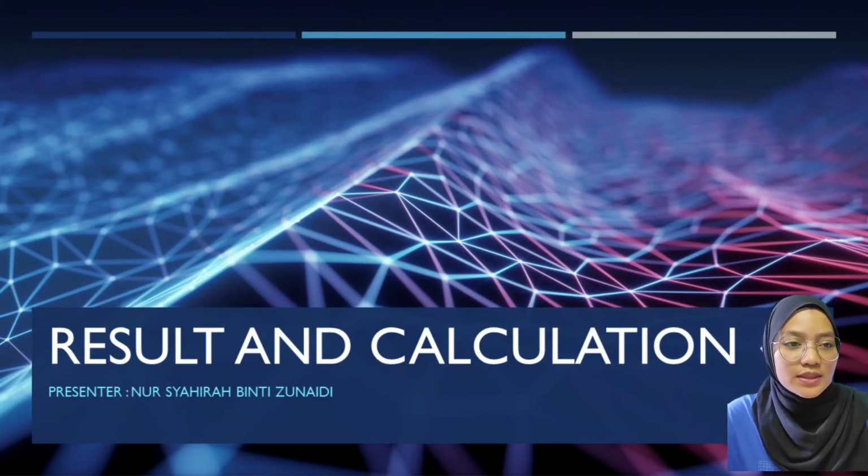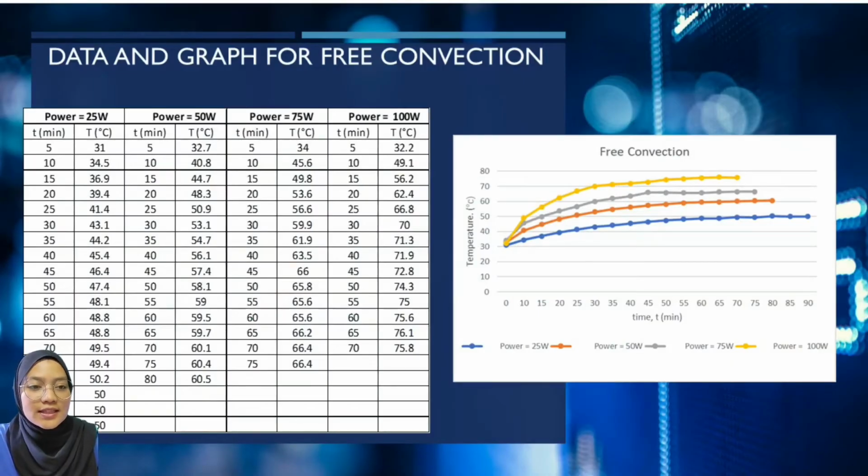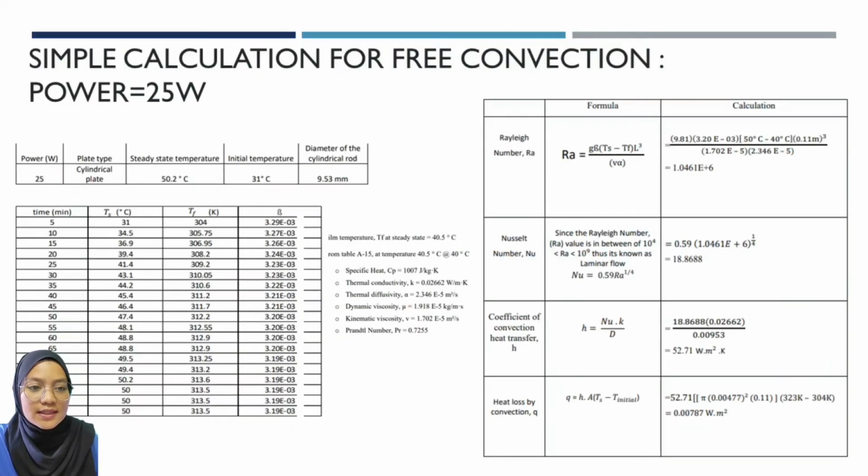I will continue the presentation for the results and calculations. Okay, this is the data for free convection. Next, the sample calculation for free convection. From the data, we calculate the film temperature, volumetric thermal expansion coefficient, Rayleigh number, Nusselt number, coefficient of convection heat transfer, and heat loss by convection.